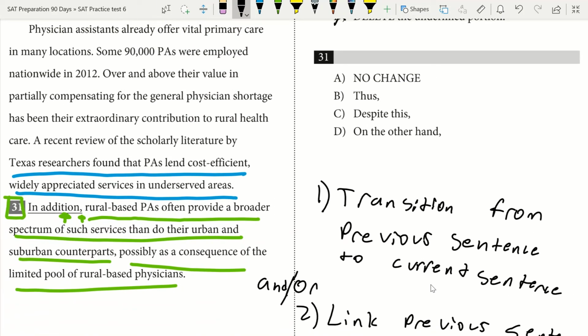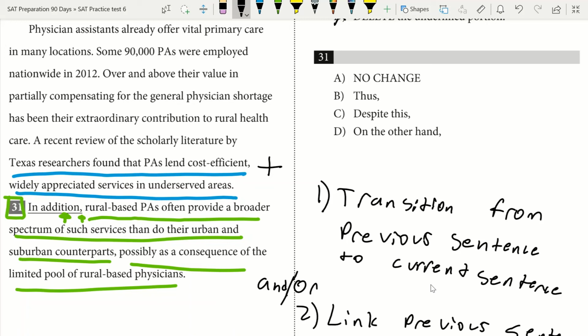So if I read the sentence before it, it says a recent review of the scholarly literature by Texas researchers found that PAs lend cost-efficient, widely appreciated services in underserved areas. Okay, so that's a positive thing that physician assistants do. They're lending cost-efficient and widely appreciated services in underserved areas. So that's a positive thing.